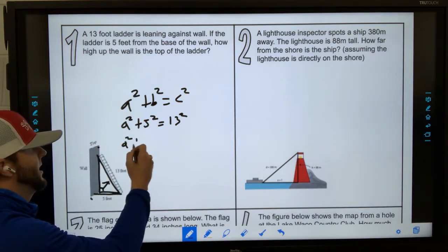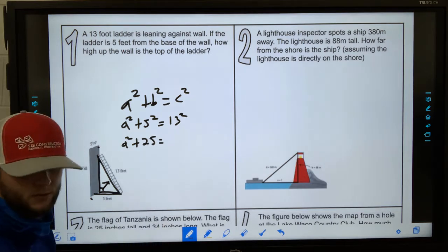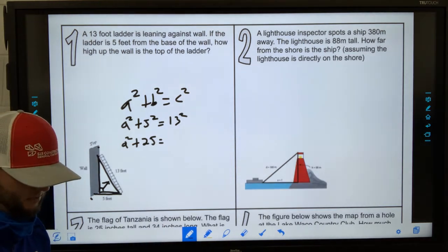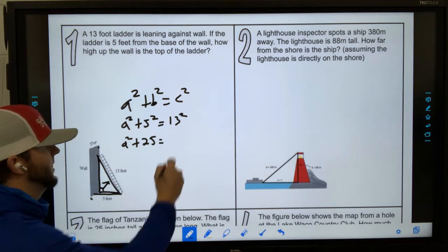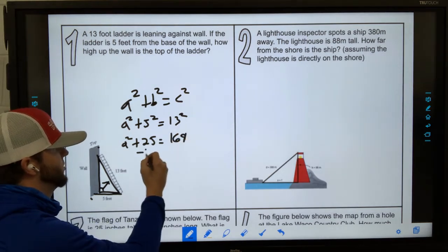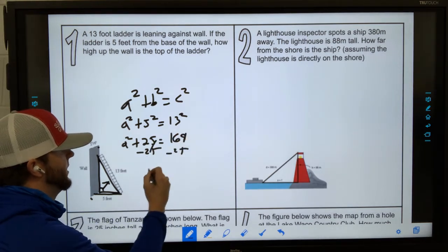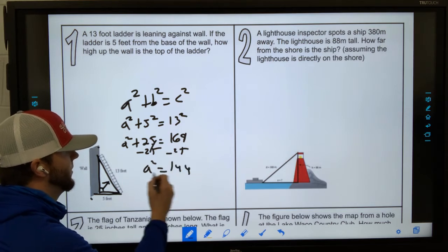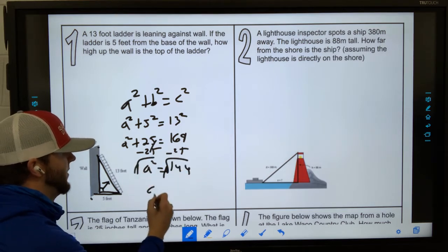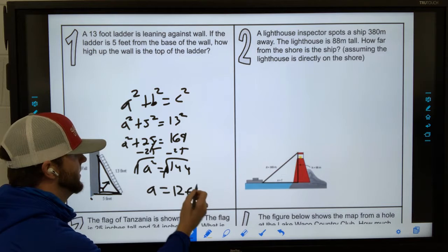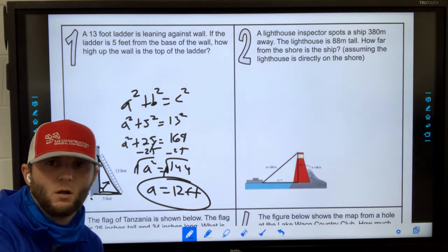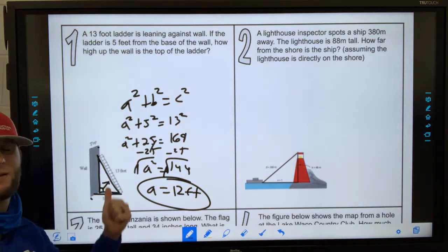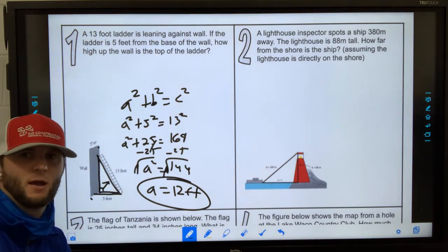So I have a squared plus 25 equals, and then 13 times 13 is going to be 169. And then if I subtract 25 on both sides, a squared is going to give you 144. Take the square root of both sides, so a is going to be 12 feet. So that means on this wall, from the base of the wall all the way up to the top of the ladder, that's going to get you 12 feet up the wall, okay? So we used the Pythagorean theorem to find that missing side of that right triangle, okay?